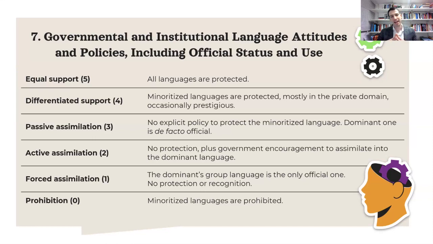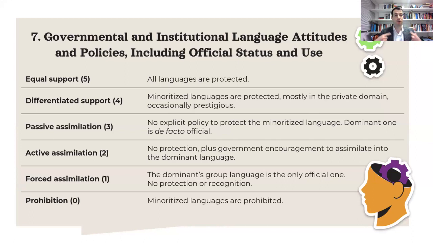The next one is passive assimilation. There is no explicit policy to protect the minoritized language, and the dominant one is also de facto official, right? As in English in the US. Then there is active assimilation, where there's no protection for the language you're interested in, and there is a government encouragement to assimilate into the dominant language.